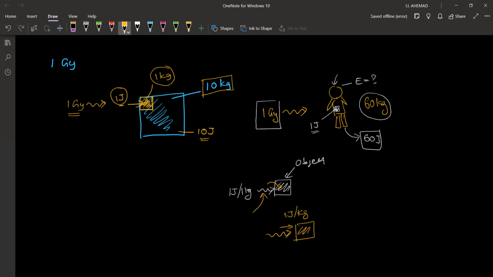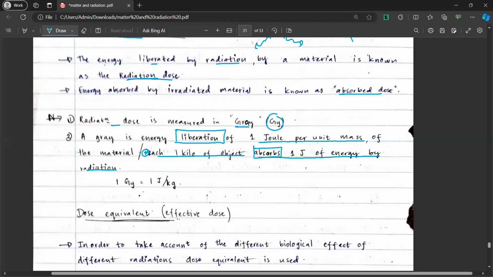So is that clear? Now, a gray is energy liberation of 1 joule per unit mass of the material, or each 1 kilogram of the object absorbs 1 joule of energy by radiation. So 1 gray is equal to 1 joule per kilogram. Is that clear?